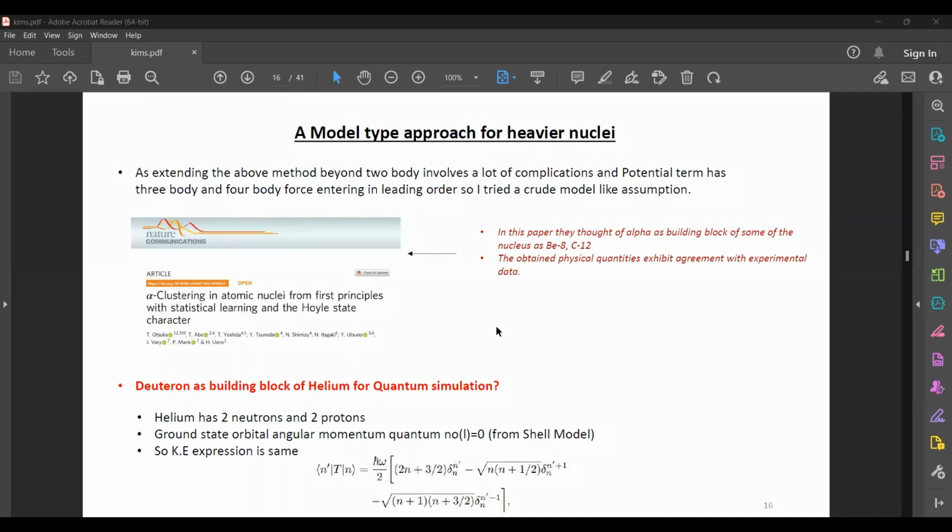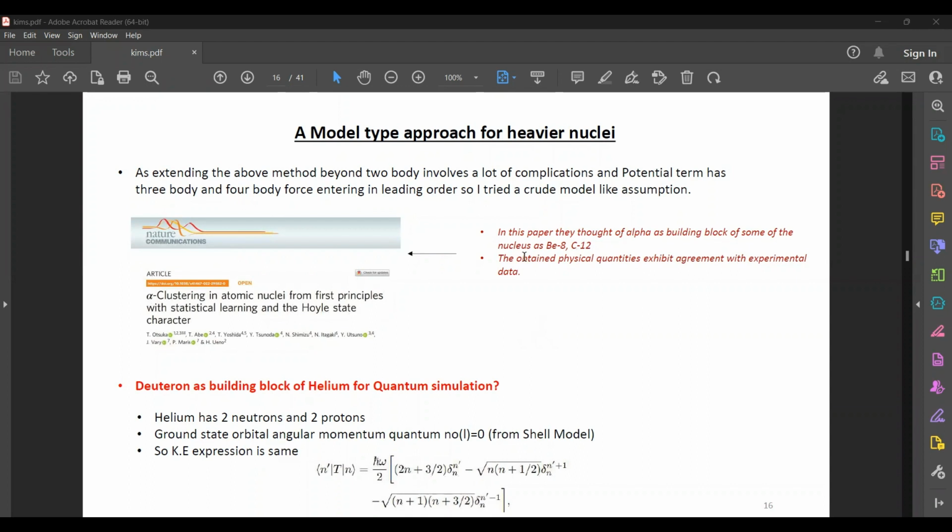So I thought that maybe we can use a model type approach to deal with heavier nuclei. When I was thinking over this, I came across a paper in Nature Communications where they were treating alpha as a building block of some nuclei such as beryllium and carbon.